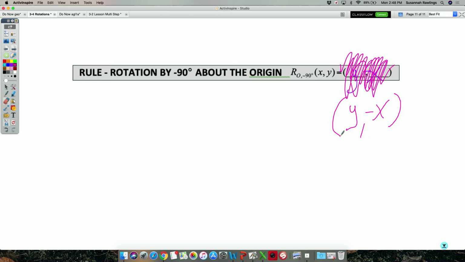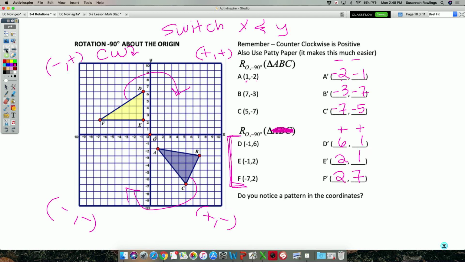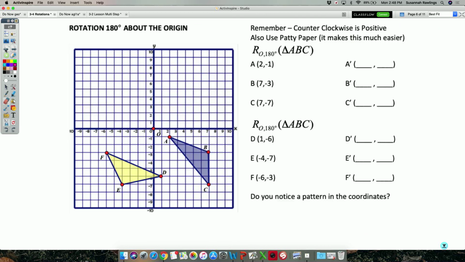Okay. So 180s are my favorite because they're the easiest. So let's go through those. Alright. What's the rule? Y negative x. Okay, track me please, we're almost done.